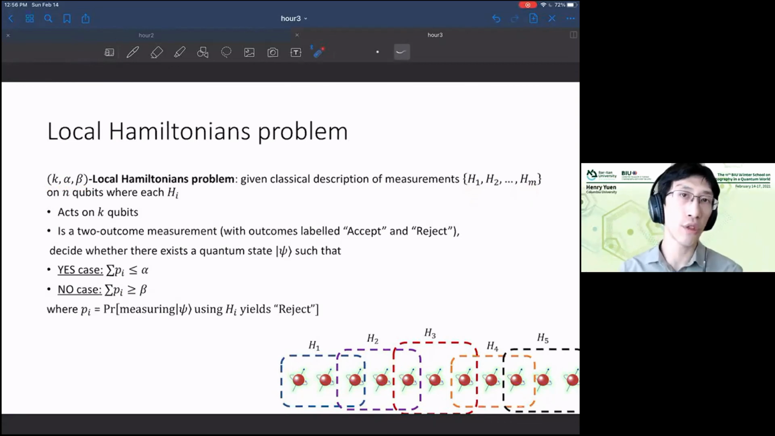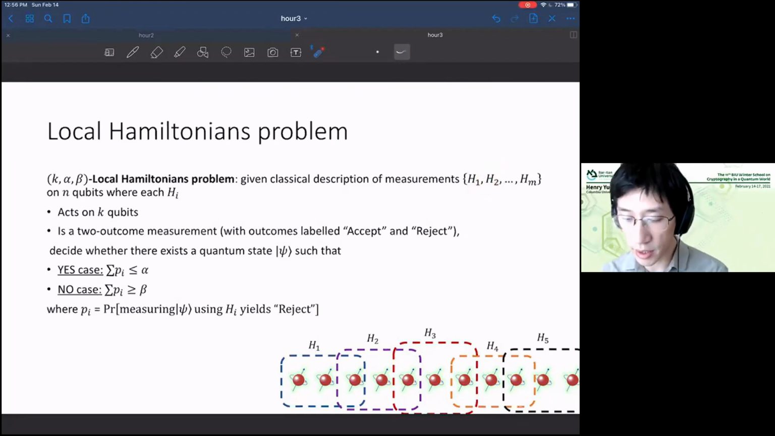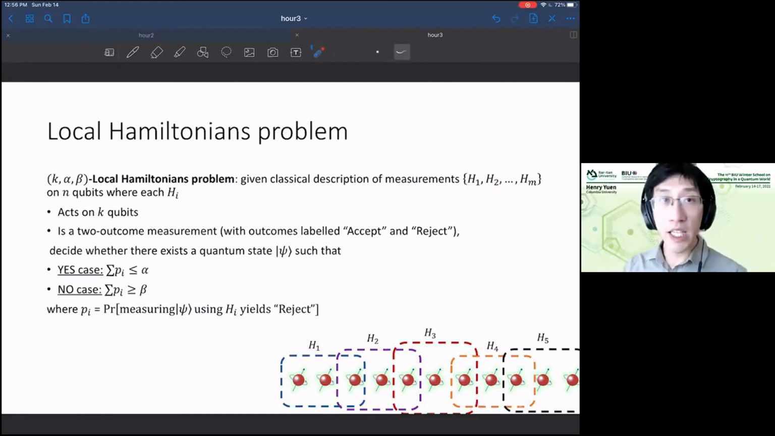So think of K as like 3. And in the back of your head, you should think of these H's as being kind of 3-SAT clauses. They're constraints on the qubits. Each of these measurements is a projective measurement. They have 2 outcomes, either an accept outcome or a reject outcome. So that's the input. You're just given a bunch of these measurements.